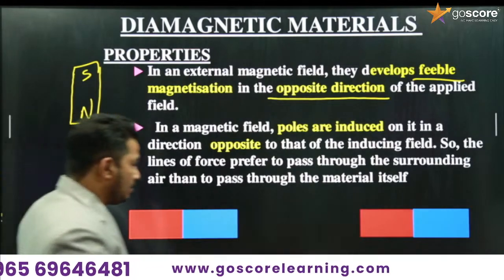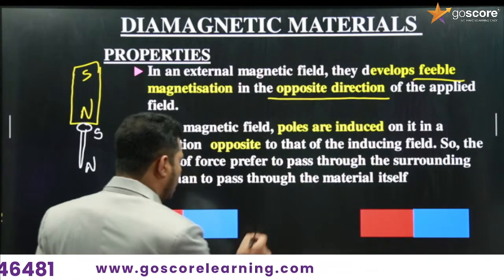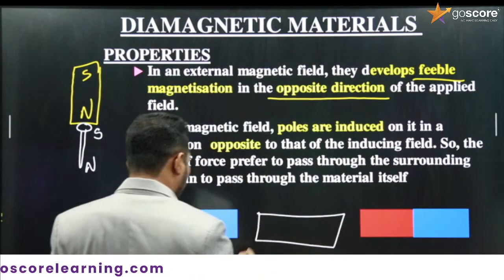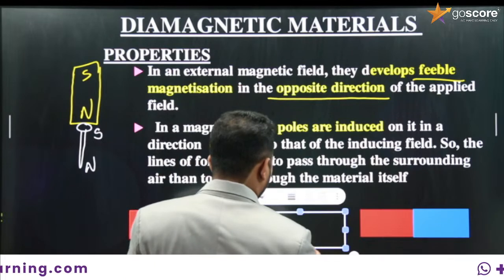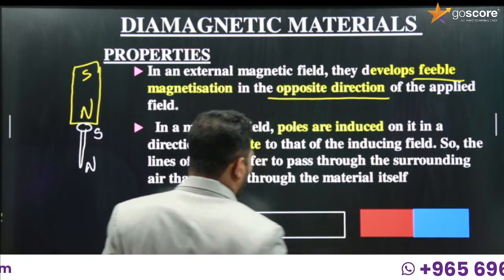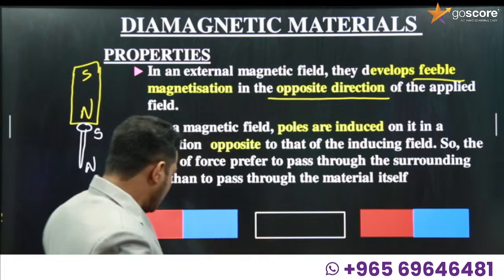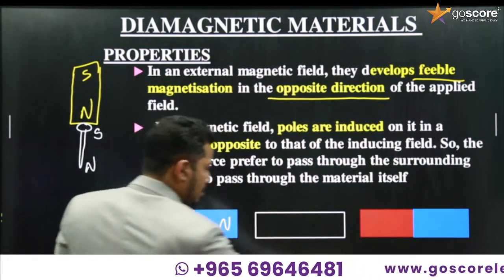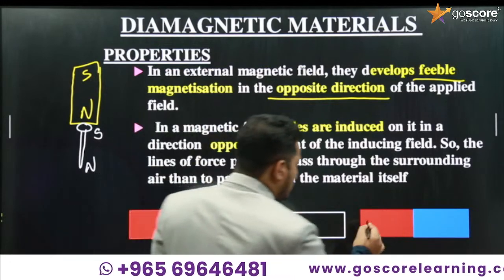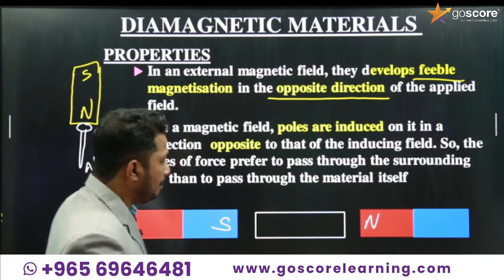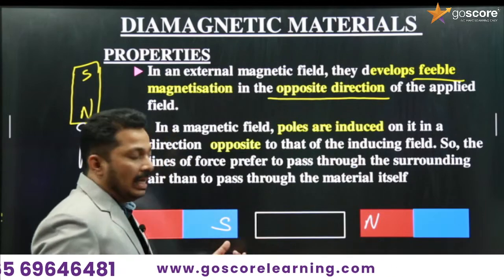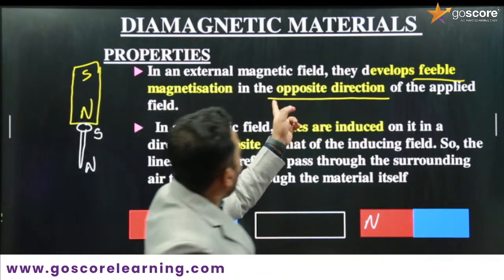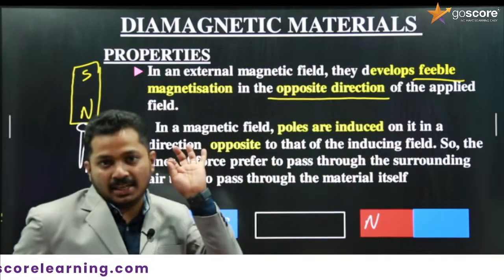So let's see what is meant by opposite directional magnetization. For that, consider, I have taken two bar magnets, and this is the south pole of this bar magnet, sorry, this is south pole and this is north pole of this bar magnet. Okay, so how will the magnetization happen for diamagnetic material? So here it is opposite directional magnetization, right?